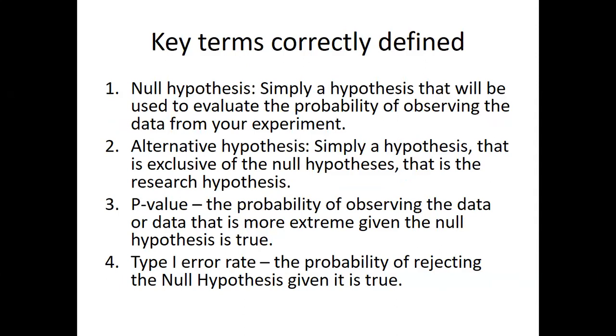So let's go through this. The null hypothesis is simply used to evaluate the probability of observing your data from your experiment. It's the one that is used to evaluate how likely this data set was to be generated. The alternative is exclusive of the null. It's the opposite of the null. That is your research. And this is the key thing. I run a Kaizen course where people, to help them understand statistics, I kill people on this one question over and over. What's a p-value? I know it sounds complicated, but it's the probability of observing the data set or data that is even more extreme under the belief the null hypothesis is true.